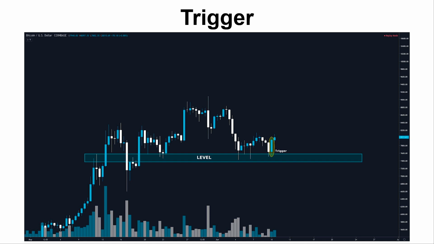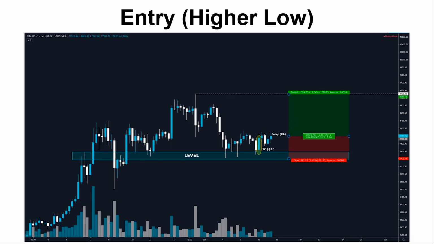Now that we have ready and set, it's time to switch gears and look for our go entry. Now, I'm going to show you two different ways of approaching the entry after we have identified the level and the trigger. The first is a higher low from our trigger. This higher low would essentially green light our setup, and now we can enter the trade with a market order or a limit order, depending on our preference and strategy. This is the go in ready, set, go.